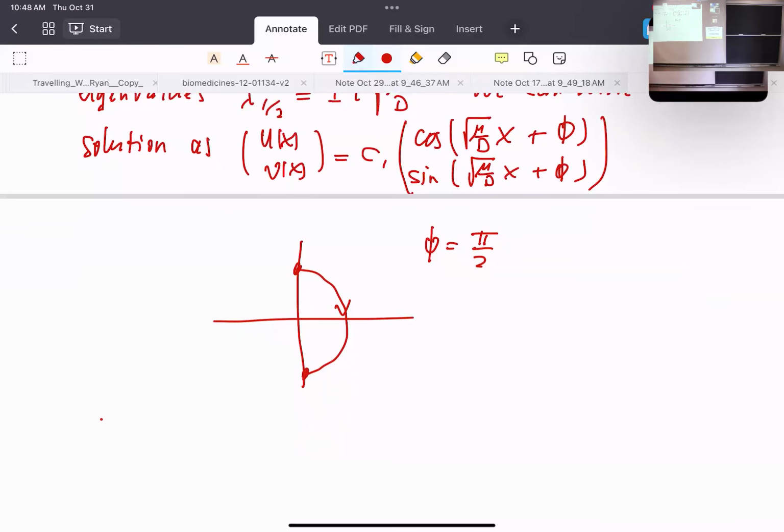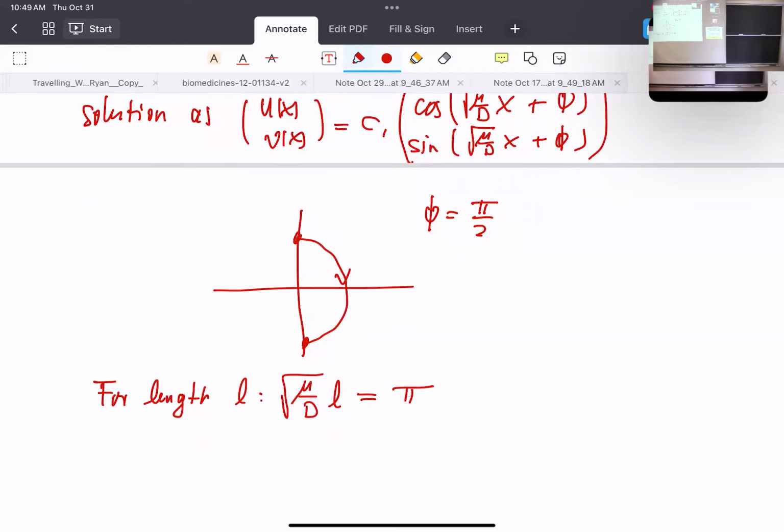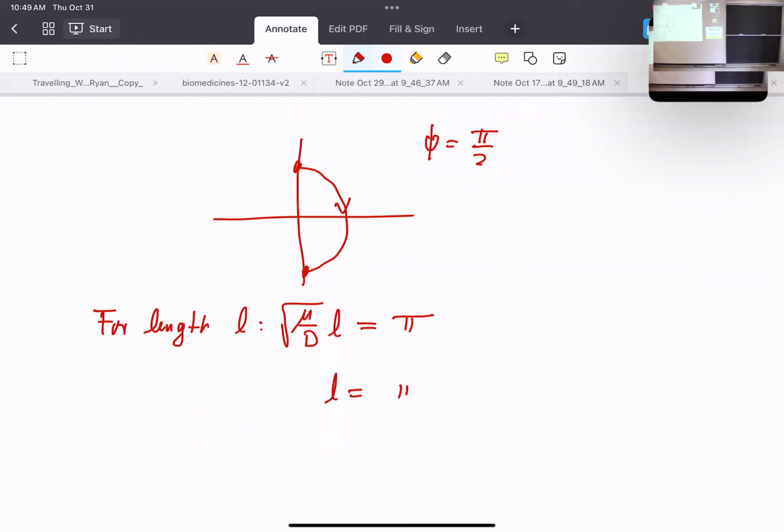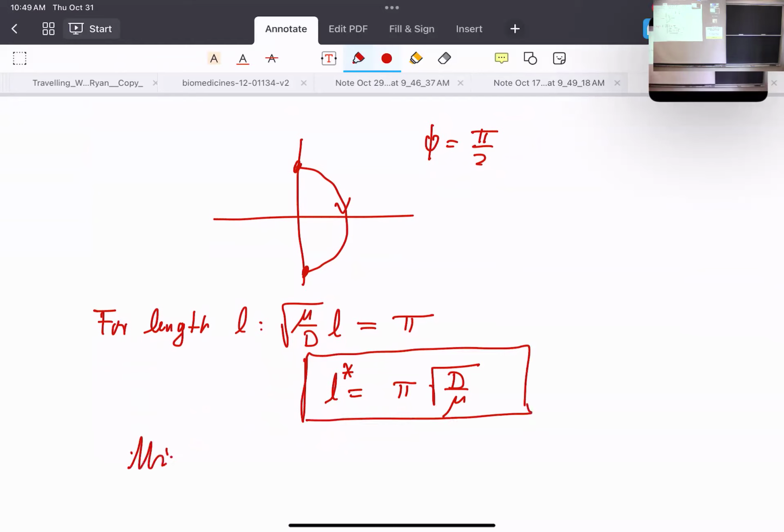So for length L, we want this to be equal to, oh yeah, sorry. If we sub in L into our sine and cosine function, we want this to be half a rotation, pi. That is the key. And then we can compute L from this super easily. So L is pi root of d divided by mu. We call this L star, and this is our solution. So that's the minimum domain length.